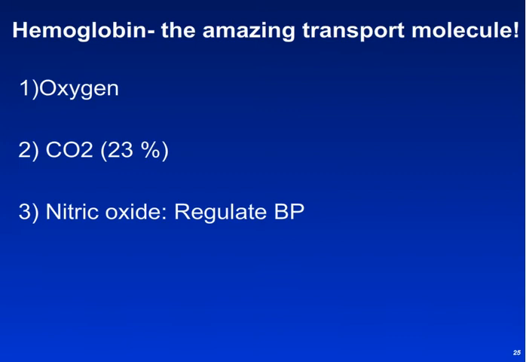Another function of hemoglobin is to transport a little bit of the carbon dioxide in the blood. The majority of carbon dioxide is in fact transported by bicarbonate in the plasma, but still about 23% of it is transported on the hemoglobin molecule. It's important to realize that oxygen and carbon dioxide use different sites on the hemoglobin molecule for transport.